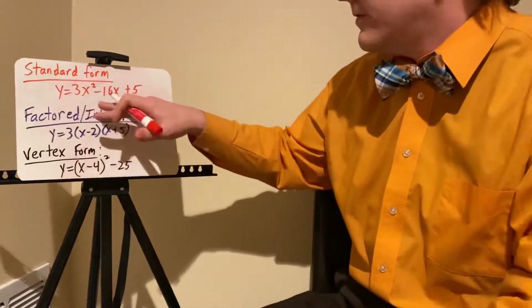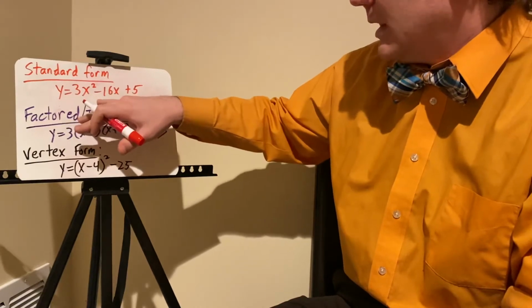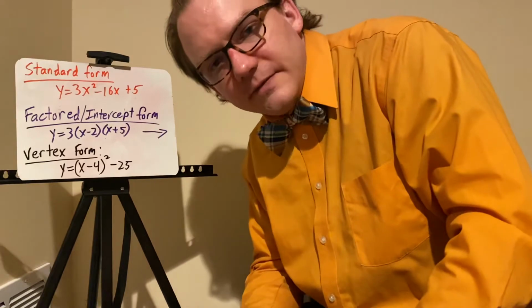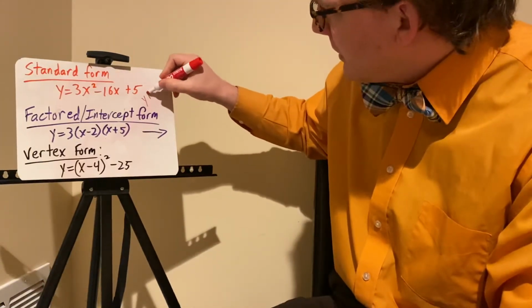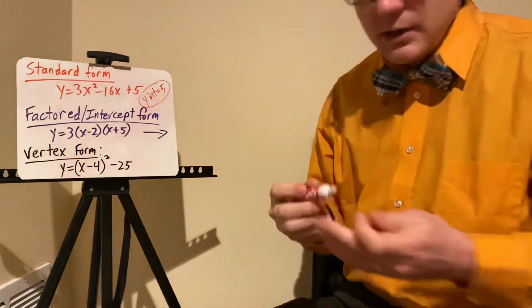So in standard form, here's a quadratic, 3x squared minus 16x plus 5. Standard form is great to find the y-intercept. Your y-intercept is going to equal 5. There we go, done. All right.